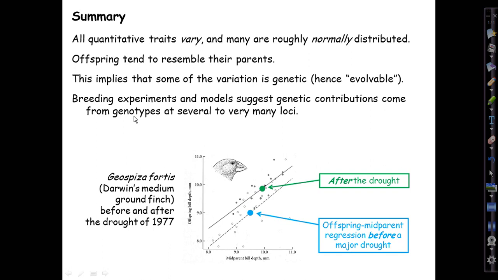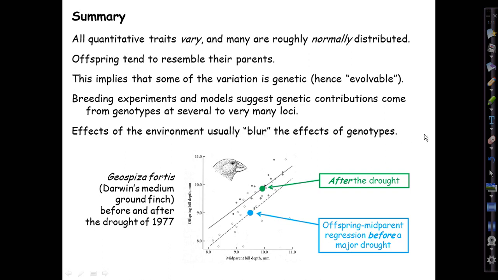So breeding experiments in many, many species, both in models and in the wild, like this Darwin's finch case, suggest that the genetic contributions do indeed come from genotypes at least several and often very many, sometimes very, very many loci. And as advertised, effects of the environment contribute a blur to the effects of genotypes.